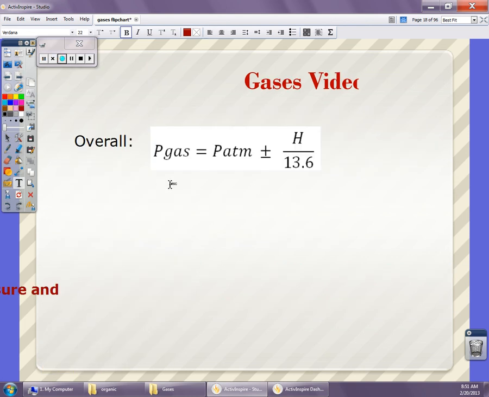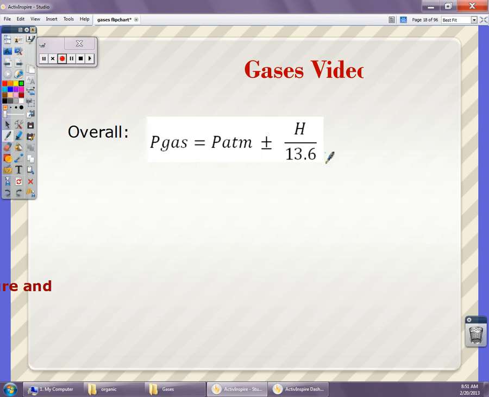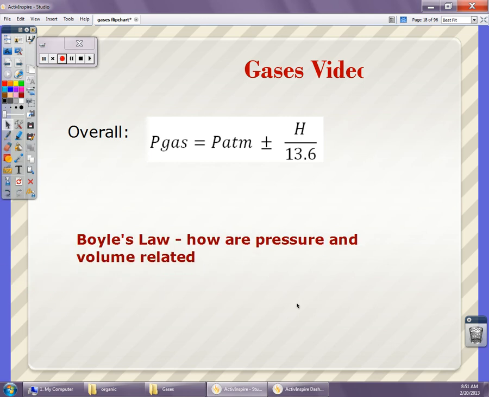Overall, my equation is that the pressure of my gas equals pressure of the atmosphere, and then either plus or minus the height factor after you divide by 13.6. The 13.6 is there if the height factor was in water and you need to convert. You should know when to add and when to subtract. If you're not sure, go back and double check this video, because next time in class we're going to do the Boyle's Law Lab. The Boyle's Law Lab is going to show how pressure and volume are related to each other. So it's going to be imperative that you know how to use this equation.